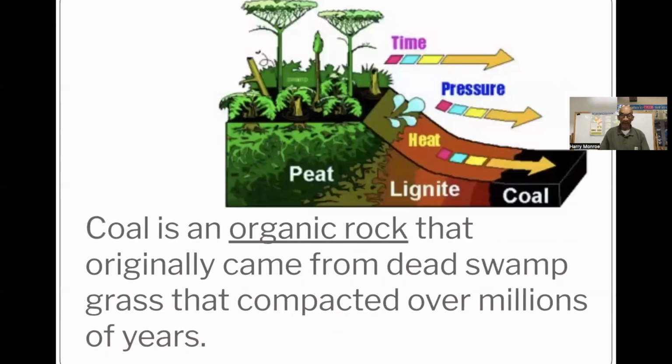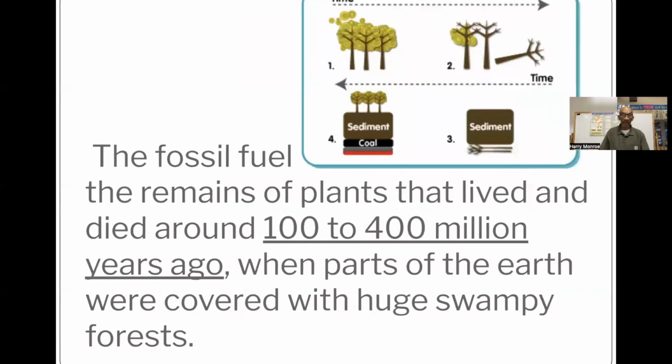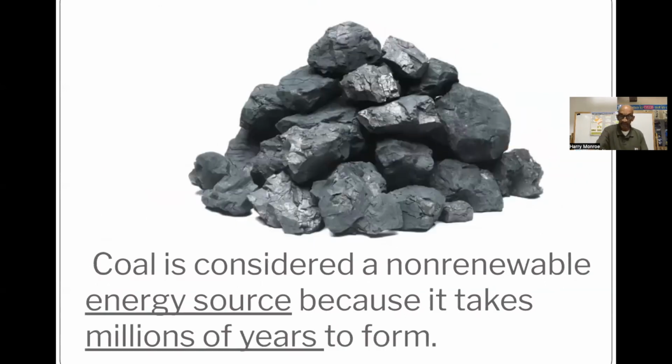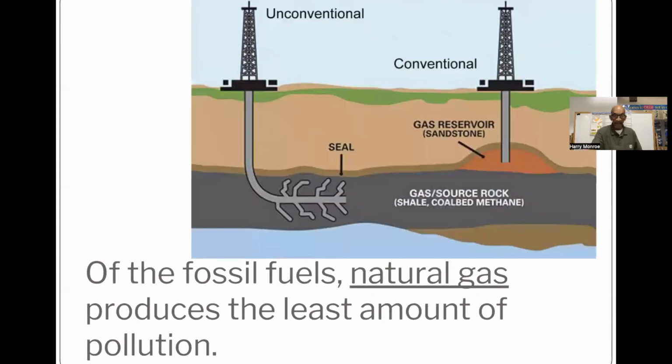Coal is an organic rock that originally came from dead swamp grass that compacted over millions of years. The fossil fuel is the remains of plants that lived and died around 100 to 400 million years ago, when parts of the earth were covered with huge swampy forests. Coal is considered a non-renewable energy source because it takes millions of years to form.